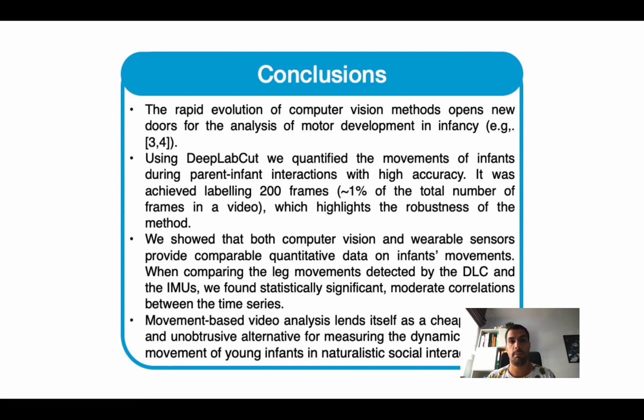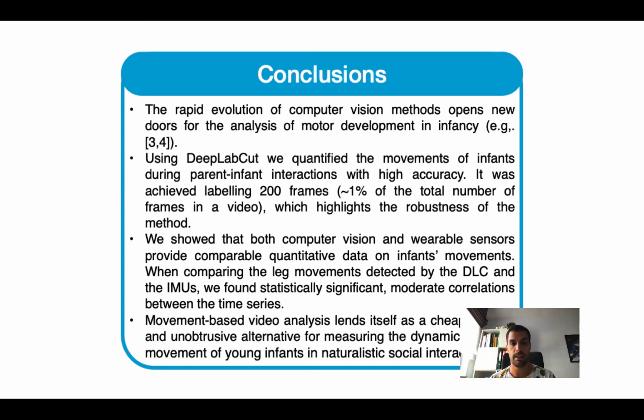The evolution of computer vision has opened new doors for the analysis of movement data, and even though we used an algorithm trained with only 200 labeled frames, which is less than 1% of the total number, we tracked the movement with high accuracy, and the method proved to be robust. When we compared those leg movements between both methods, we found that those correlations existed, so we can rely on these computer vision methods.